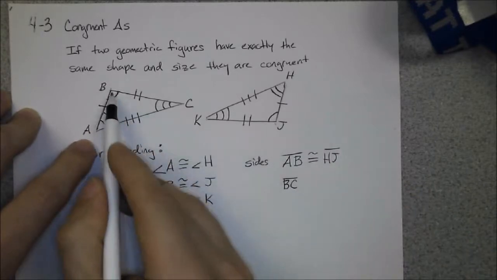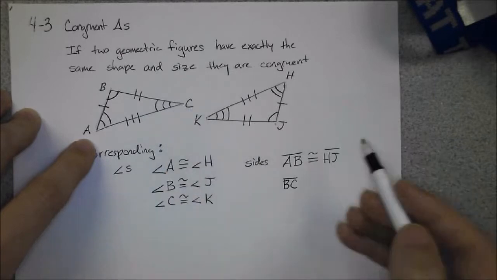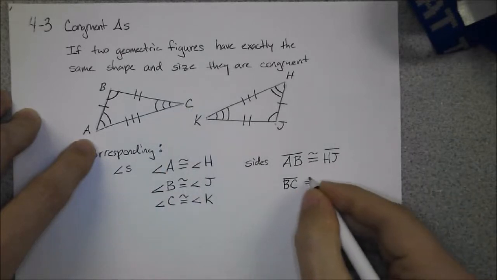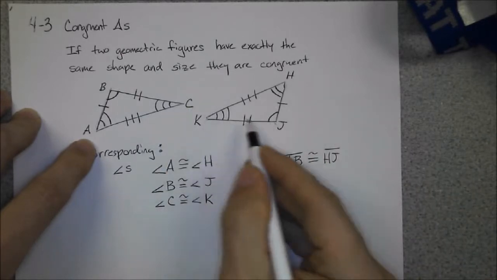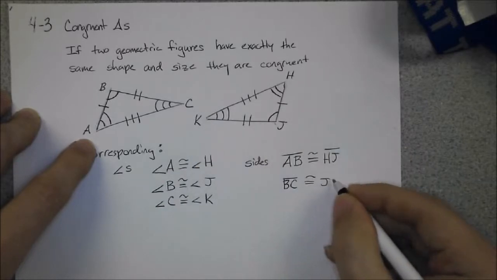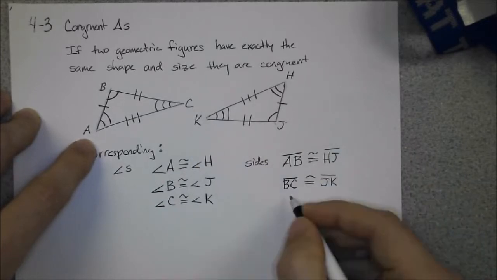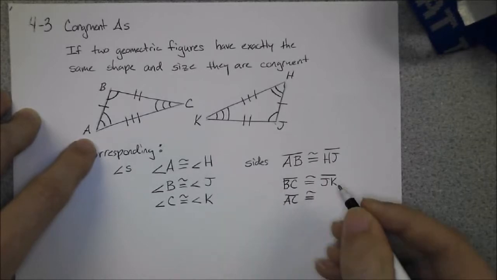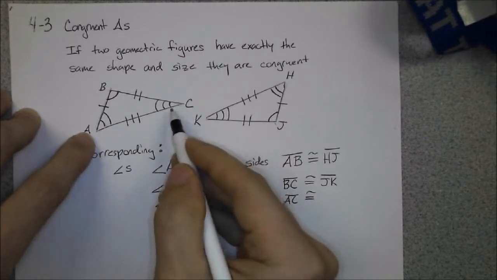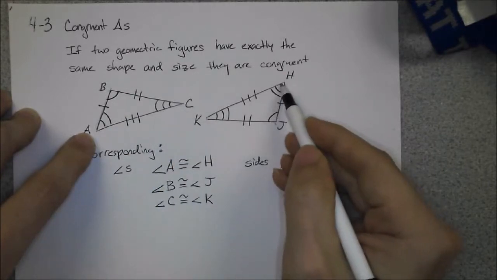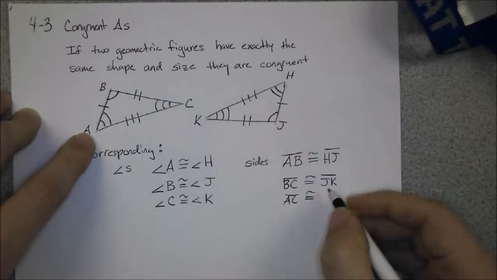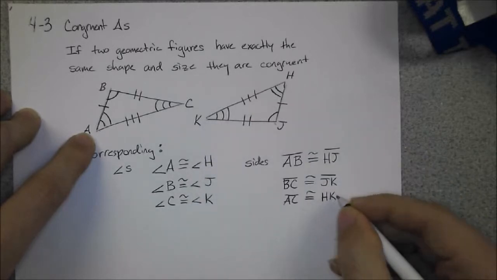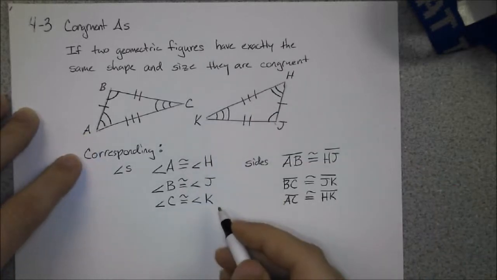BC, I've got 1 to 3. That's going to go with JK, 1 to 3. And the last one I have here is AC. And AC, we've got 2 to 3. That's going to go with HK, which also has 2 to 3.